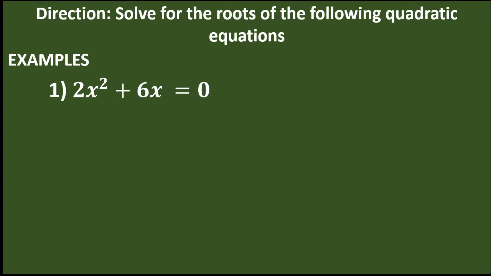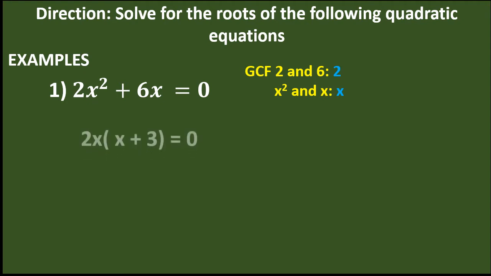So what we have to do now is get the greatest common factor of 2 and 6, and that is 2. What about x squared and x? Okay, we have x. So 2x is the greatest common factor. So we have to place this outside the parentheses. It will become 2x times the quantity x plus 3.